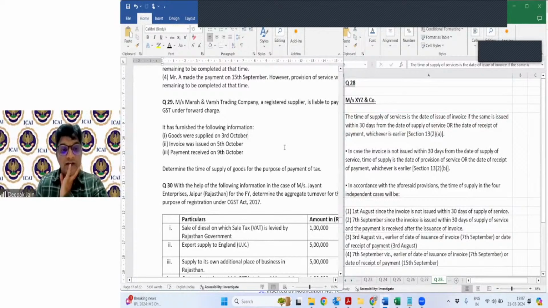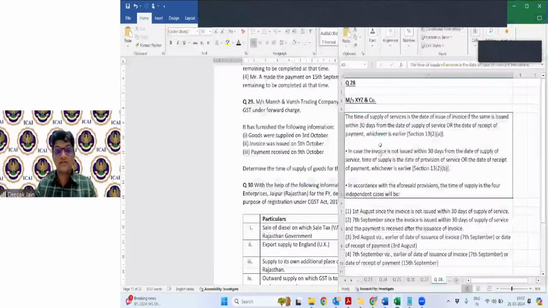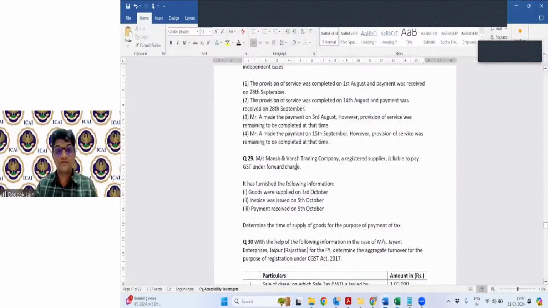Okay. Let's take one more question on time of supply before we go for a break. Question number 29. Messrs. Munch and Wunsch Trading Company, a registered supplier. What is the problem in the second case? The provision of service was completed on 14th August and payment was received on 20th September. So what is the problem there?